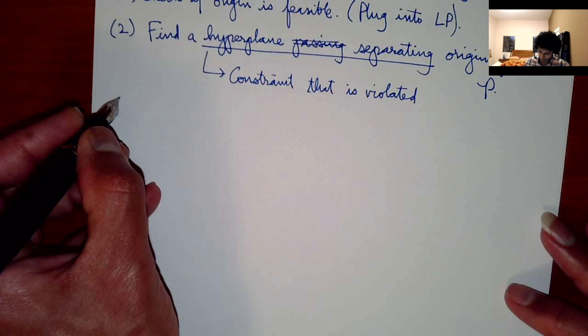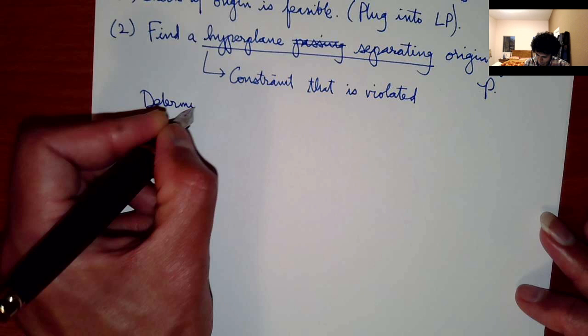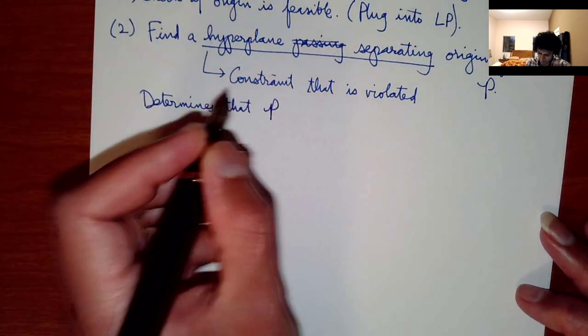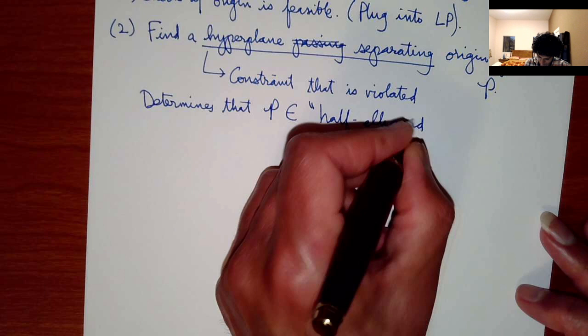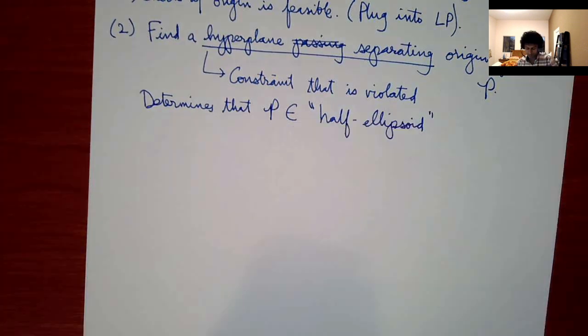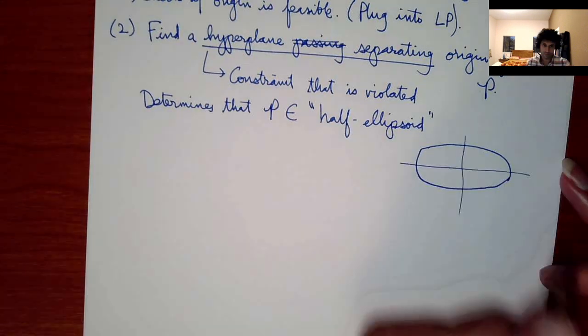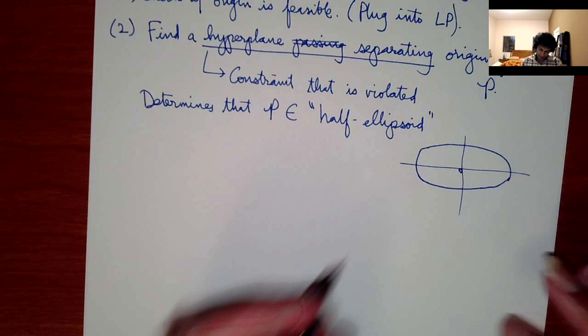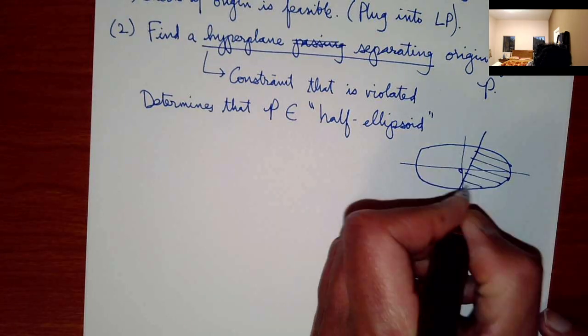So this determines that P is contained in a half ellipsoid. Right, so what is a half ellipsoid? Here's your ellipsoid that you started off with. We don't know where the point is. We found some separating hyperplane, so we know that the body lies somewhere in here.